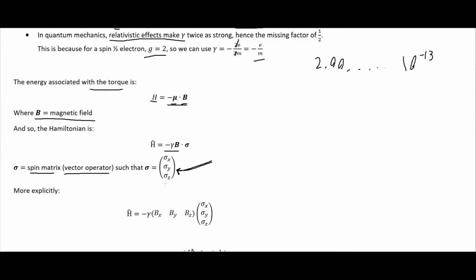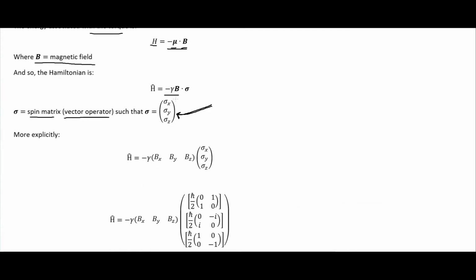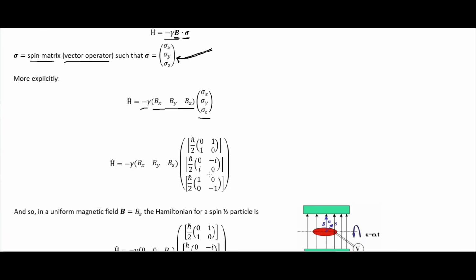And so that's kind of where that comes from. And so more explicitly, if we want to show the components of this magnetic field and the components of our vector operator, we have our minus gamma, and then the three components of our magnetic field, and then our three Pauli spin matrices. So even more explicitly, we see that we have the Pauli spin matrices in here.